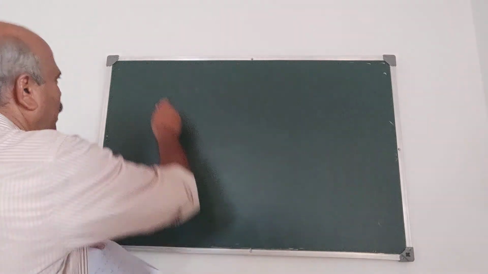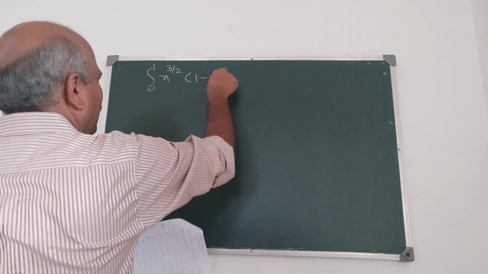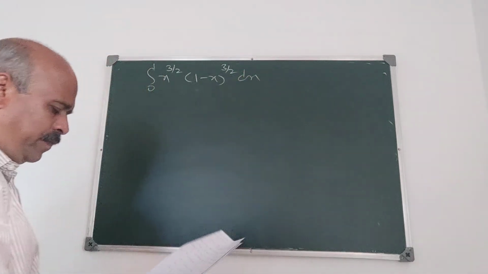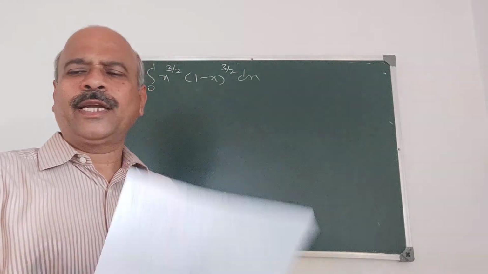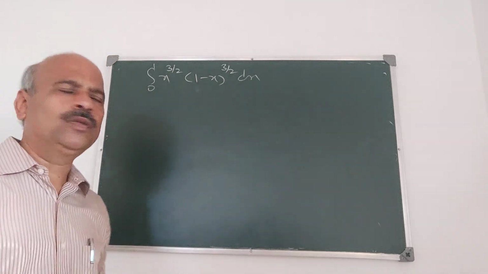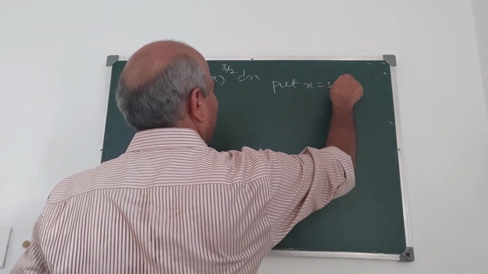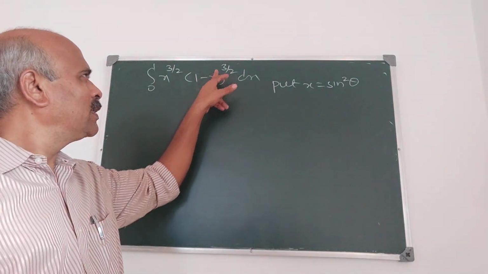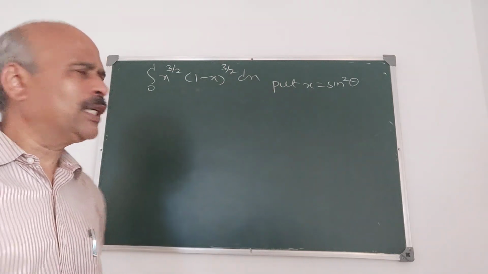Next is the integral from 0 to 1 of x raised to 3 by 2 into (1 minus x) whole raised to 3 by 2 with respect to x. Can we try this? What is the substitution here? Substitute x is equal to sin square theta, because 1 minus sin square is cos square and it reduces to the form sin theta raised to p cos theta raised to q.